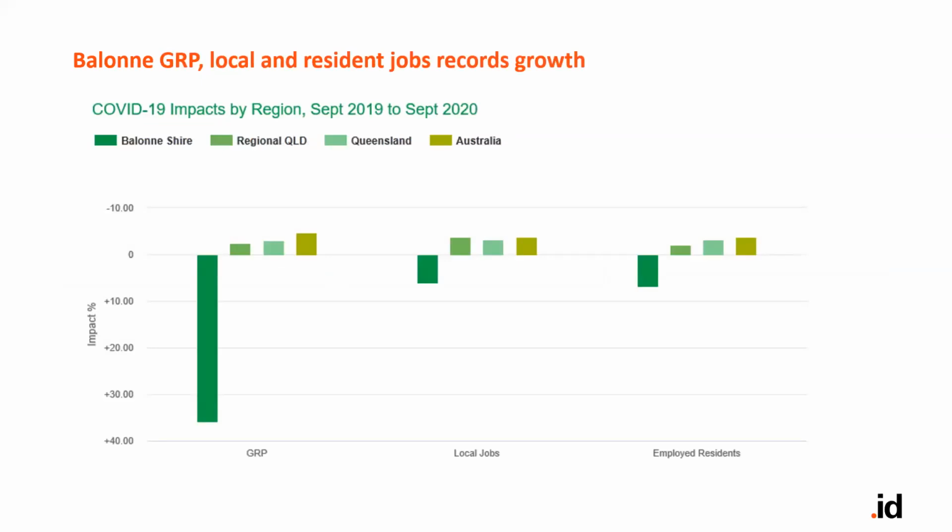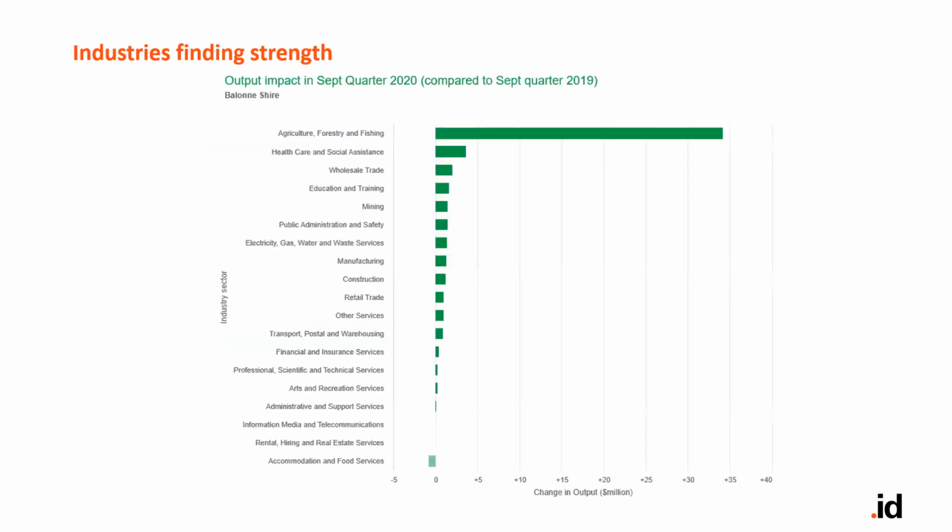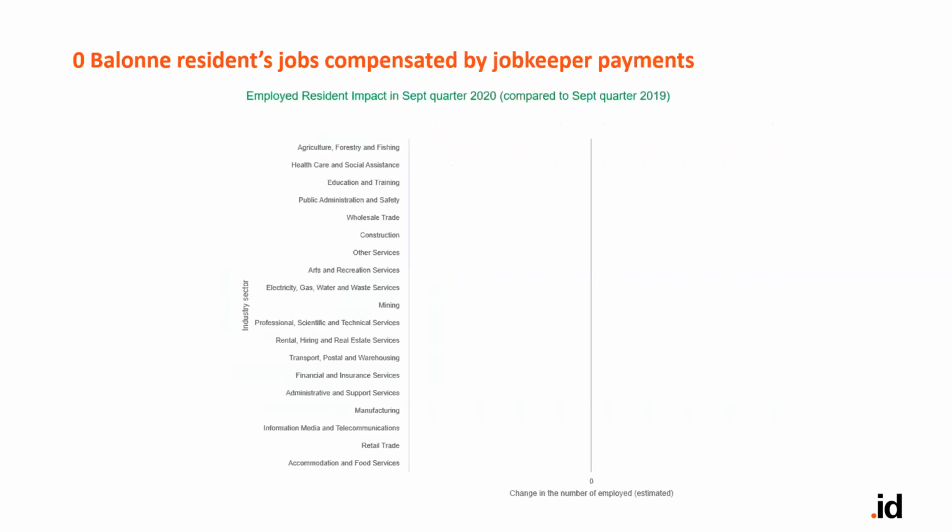Absolutely. So here we can see this chart's almost flipped on its head because most places are negative. And we can see compared to regional Queensland, Australia, how well you guys are performing in both jobs and GRP. And these are the industries that are finding strength. So this is what's driving that growth: ag, forestry and fishing, healthcare and social assistance, right down to administrative and support services. So we can see we've had some growth across a variety of different industries, but mainly it's that agricultural sector that's driving our growth in this region.